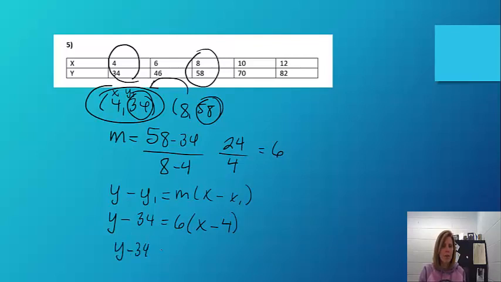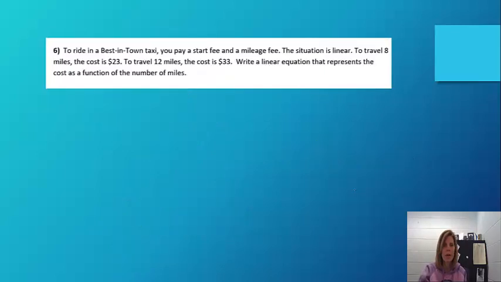Y minus 34 equals 6x minus 24. My last step is to add 34 to both sides. So my final equation is going to be y equals 6x plus 10. And we got it. All right, last problem.